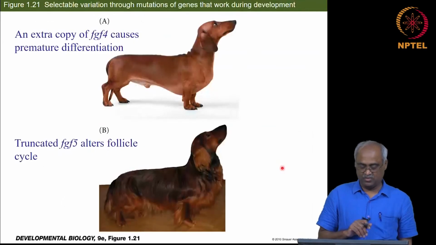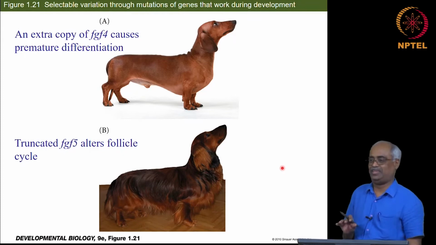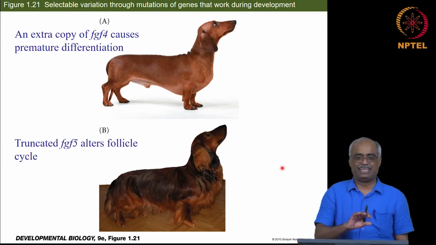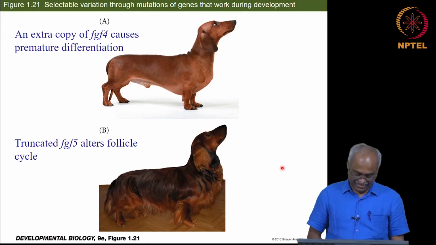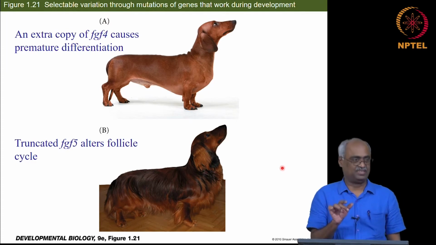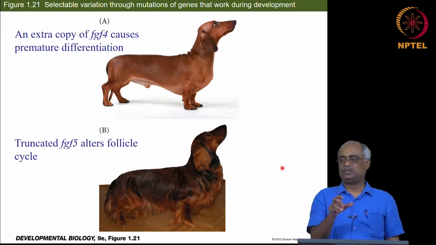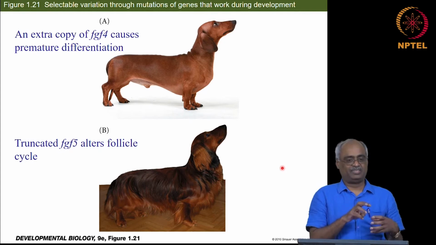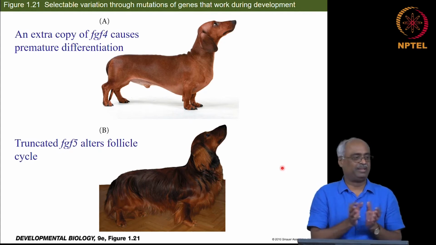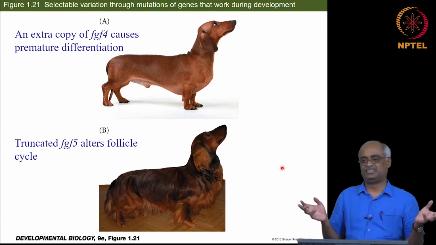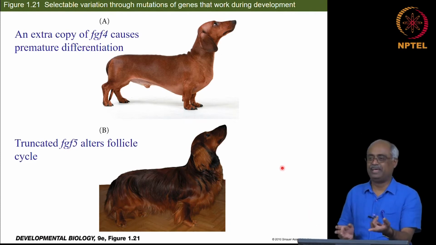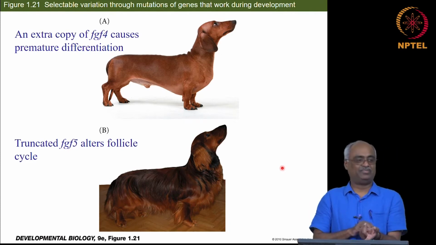So the next point is a slight variation on the theme. Essentially we are stating the same thing in a different way. Here the developmental variations, or variations during development, or rather changes in development, provide the required variations for natural selection. Okay. So here it is not natural selection, it is artificial selection.